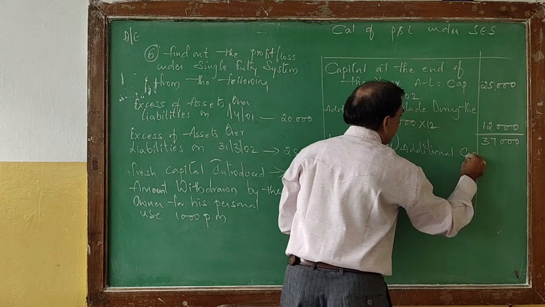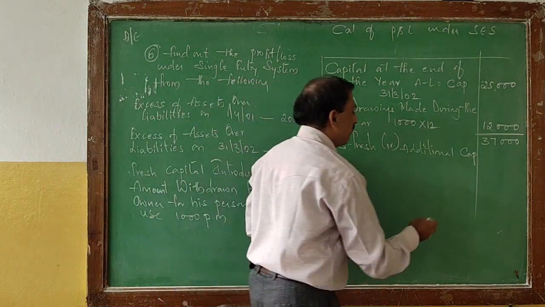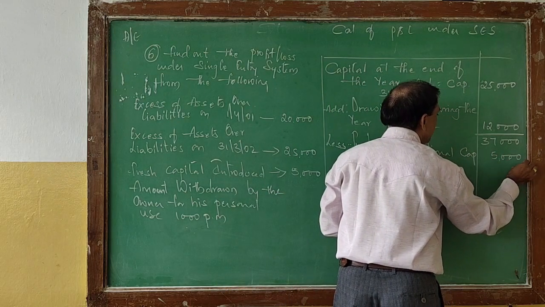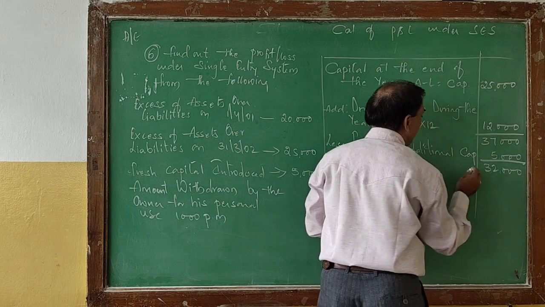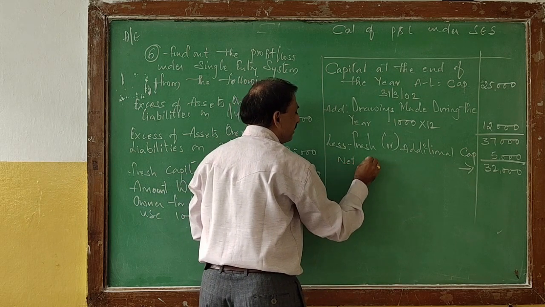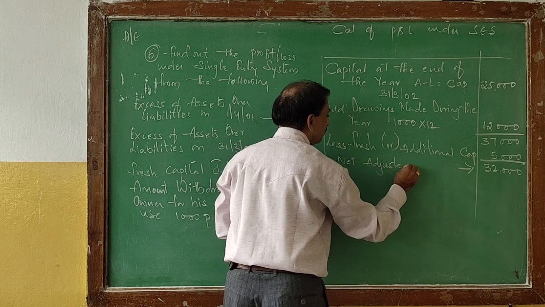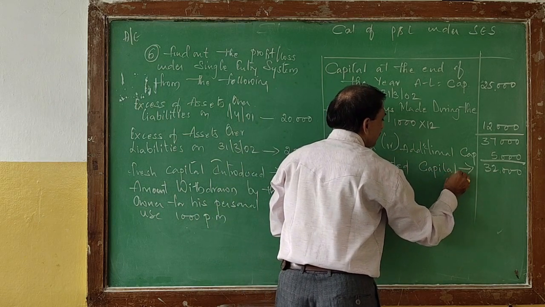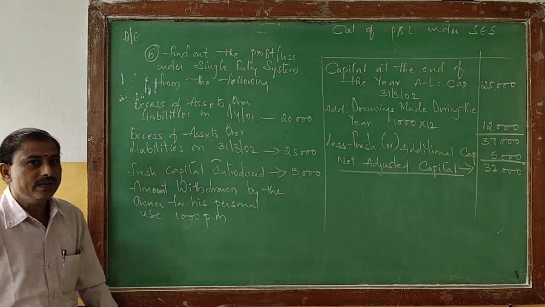So fresh or additional capital given for us in the problem is 5,000. We will minus that one. So the balance you are going to get is 32,000. We will call this the net adjusted capital. Net adjusted capital. So till here, I think you are clear now.